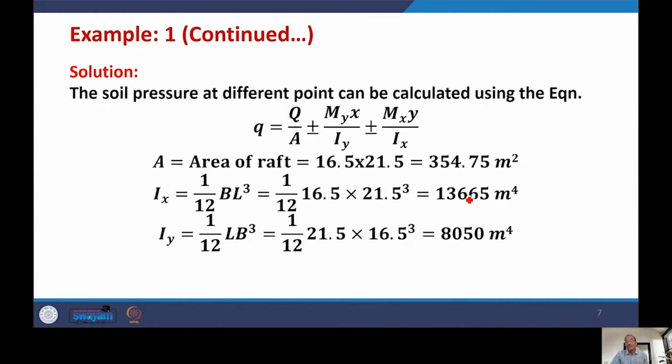So you get this Ix value, in this case, as 13,660. In the same way, Iy will be 1 by L, where L is in the direction of Y, so 21.5 into 16.5. So you have the area, you have Ix and Iy. Now let's see what the values of My and Mx are.